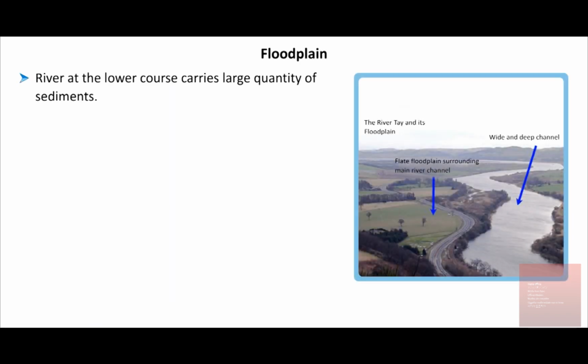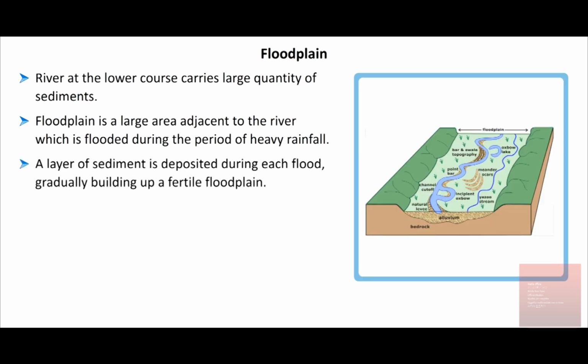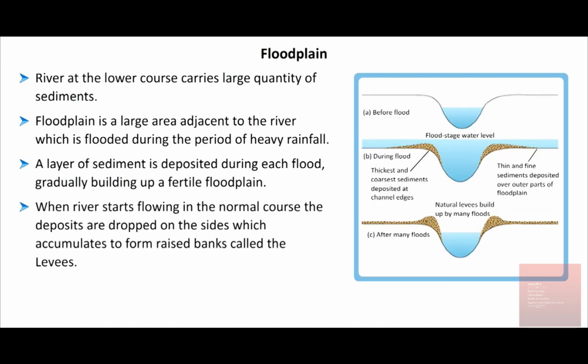Floodplain. River at the lower course carries large quantity of sediments. Floodplain is a large area adjacent to the river which is flooded during the period of heavy rainfall. A layer of sediment is deposited during each flood, gradually building up a fertile floodplain. When river starts flowing in the normal course, their deposits are dropped on the sides which accumulates to form raised banks called the levees.